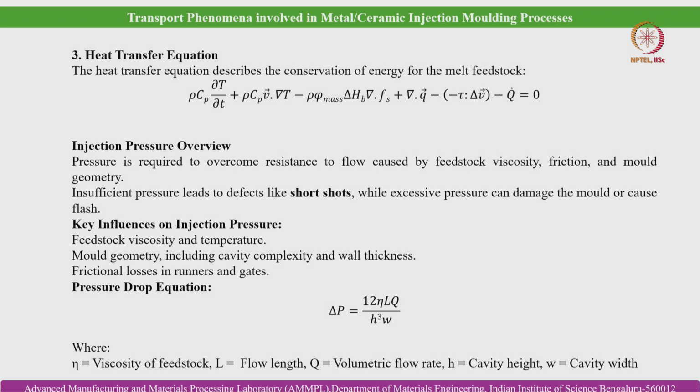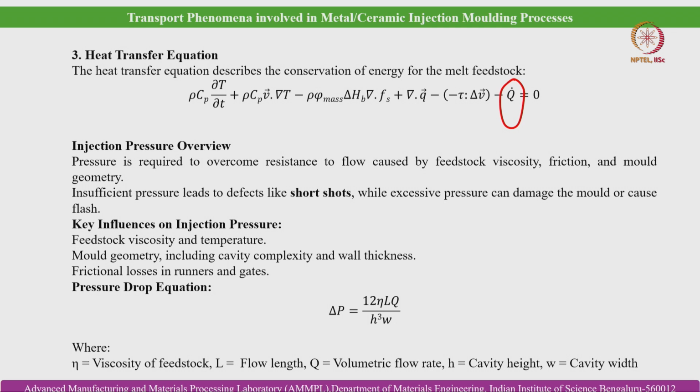So the heat transfer equation takes the following form: rho Cp del T plus rho Cp v del T minus rho phi mass delta h grad Fs plus grad q minus tau del v minus q dot is equal to 0. Here q dot is nothing but the heat generation term. Okay. So, injection pressure overview.